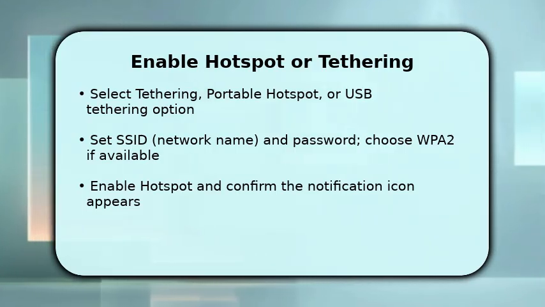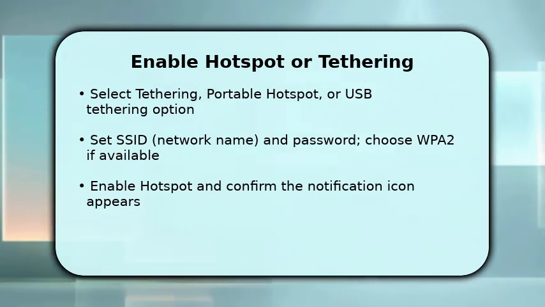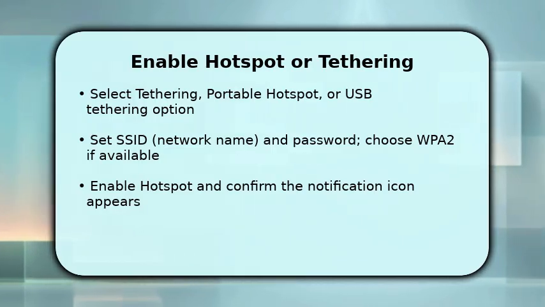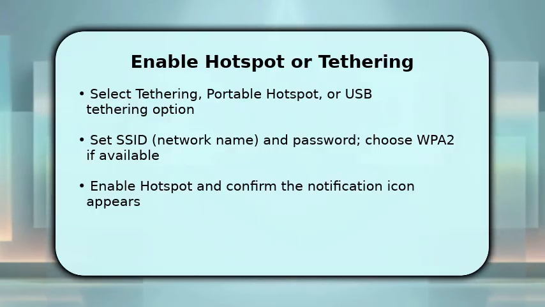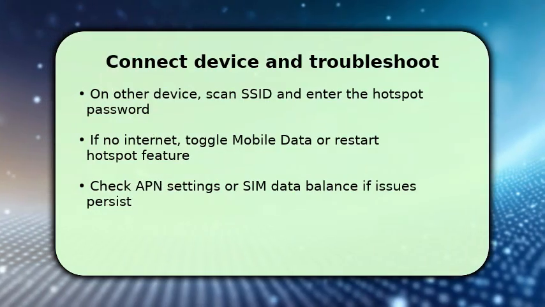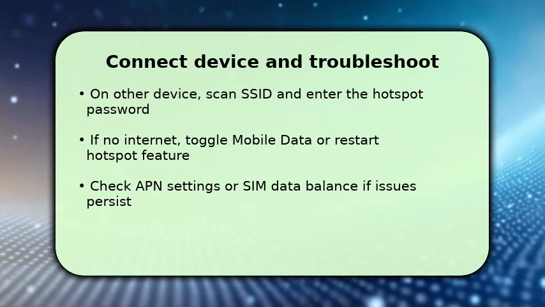Once you toggle hotspot on, make sure the status or notification icon shows it's active. That confirms the phone is broadcasting. If using USB tethering, connect the phone to a laptop with a cable. Finally, on the device you want online, scan for the SSID you set and enter the password. You should connect and get internet.